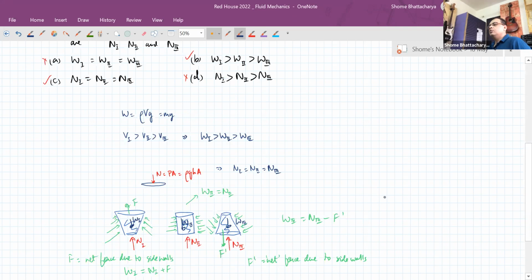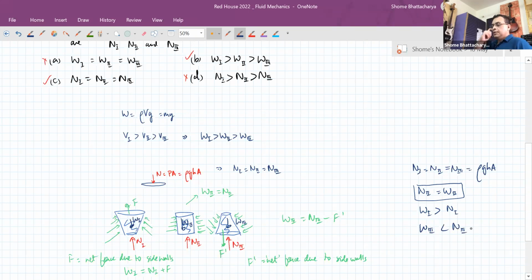So from this analysis, now what we can understand is that N1 is equal to N2 is equal to N3, which is equal to rho GH into A. But out of this, only N2 is actually equal to the weight of the fluid. Whereas in the first case, the weight is greater than the normal reaction. In the third case, the weight is less than the normal reaction. So this was a proper explanation of the hydrostatic paradox problem.